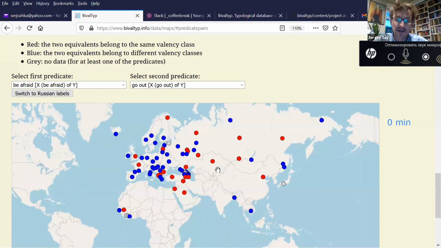And we see that actually in Europe, in Western Europe especially, this is not a very widespread pattern, but in the Balkans and in most parts of Northern Asia, it's a very typical pattern for a verb with a meaning like "be afraid of" to behave as if its second argument were the same as the source argument of the "go out" predicate. So you can build whatever pair of verbs you want to explore.